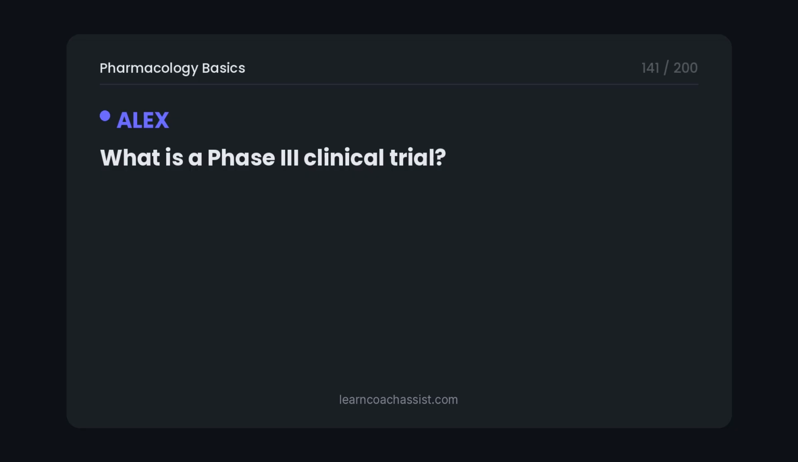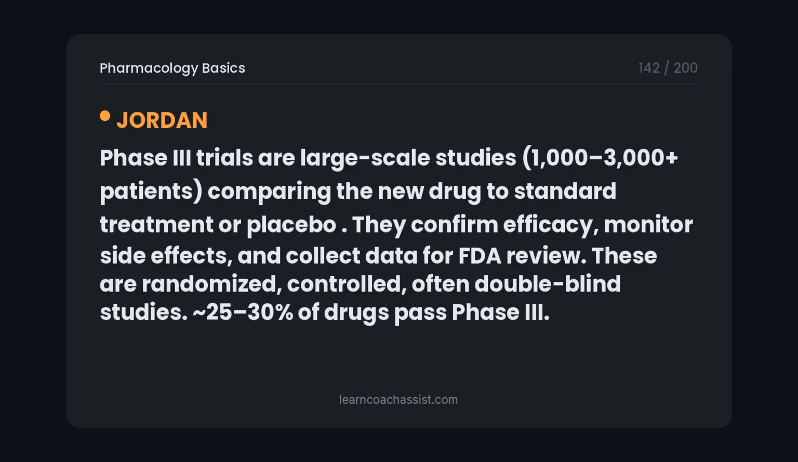What is a Phase 3 clinical trial? Phase 3 trials are large-scale studies, 1,000 to 3,000 plus patients, comparing the new drug to standard treatment or placebo. They confirm efficacy, monitor side effects, and collect data for FDA review. These are randomized, controlled, often double-blind studies. 25 to 30% of drugs pass Phase 3.